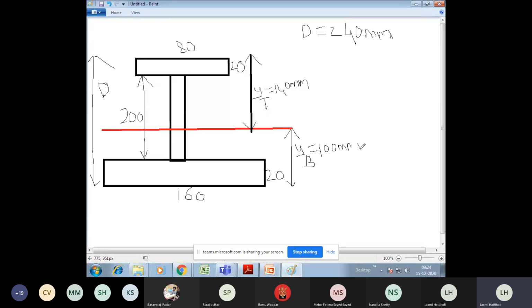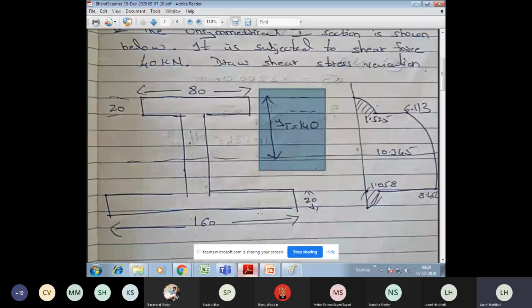Correct? So first always mark it in this way so that it becomes very clear to understand. And web thickness is 20 mm. So this is a clear picture of the I section now. Whenever you get an I section, always make sure that you first calculate all these things: YT, YB, neutral axis depth, and capital D, and so on. After this, calculate the inertia.